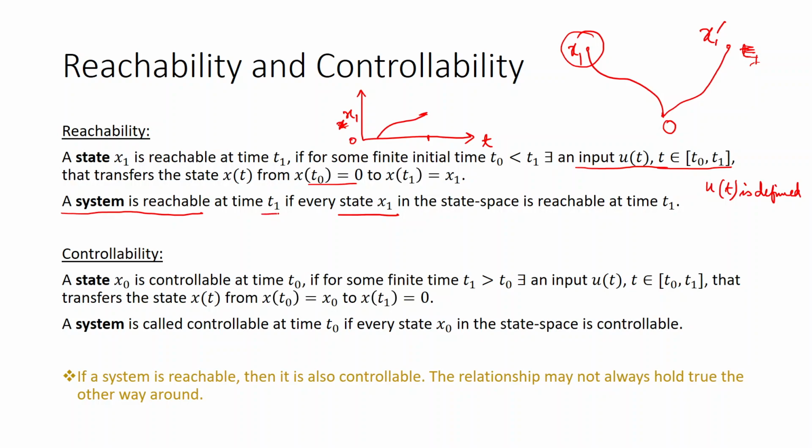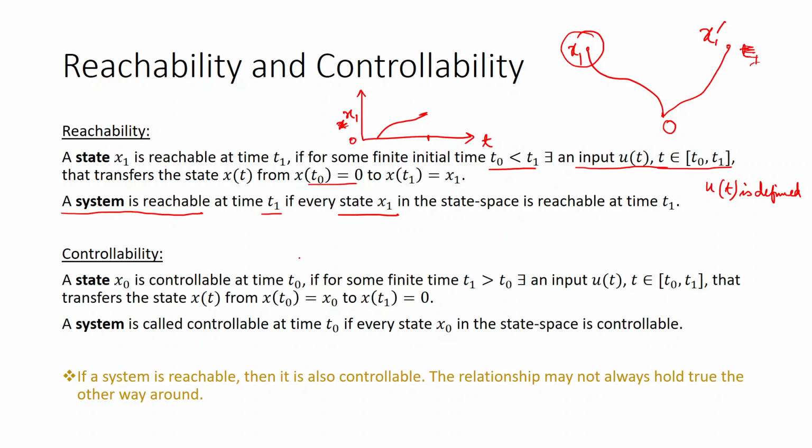So you have to fix some time t1 and then you have to frame the question of reachability, and this t1 can be any t1 which is greater than t0. Okay, so it can be just some t1 greater than t0. Even then you will be able to reach. That is what it is saying. So this is the idea of reachability.